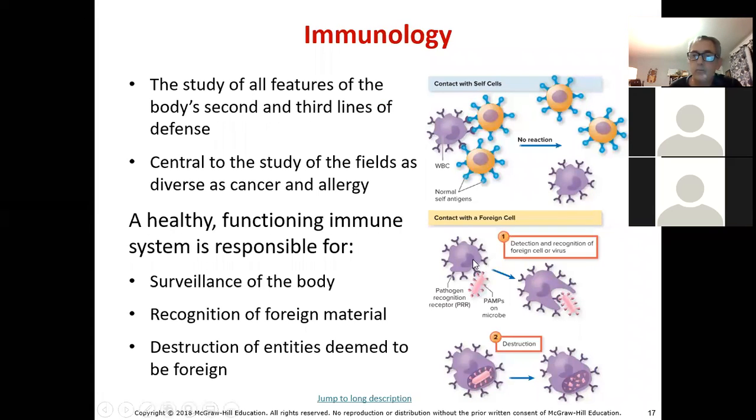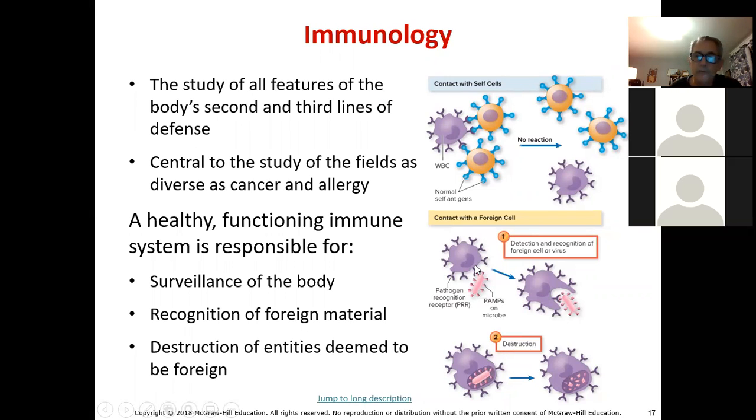Down here, it's showing you again a white blood cell coming in contact with bacteria, a pattern antigen. But the markers on the bacteria register as being foreign. Here's the definition: pathogen recognition receptor. The white blood cell recognizes these foreign proteins. So if this is a phagocytic cell, it engulfs the bacteria and breaks it down.